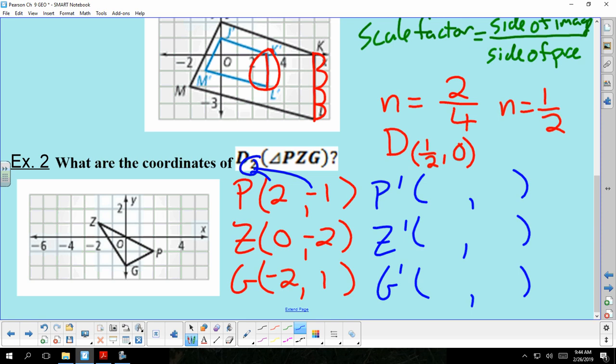So 2 times 2, 4. 2 times -1, -2. 2 times 0, 0. 2 times -2, -4. -2 times 2, -4. And 2 times 1. So now I'm going to graph each of these. P prime. We have 1, 2, 3, 4, -2. That P prime moves all the way out. Z prime.